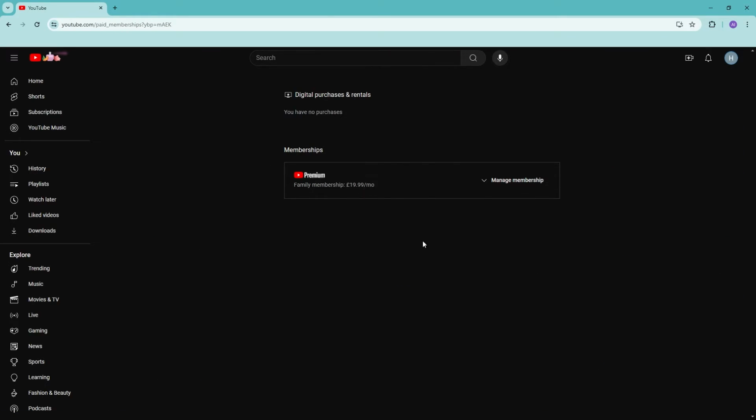Now you should be able to see what kind of membership you have. So you either have the individual YouTube Premium, the family membership YouTube Premium, or even the student account YouTube Premium. If you don't have that, then that means that you are just on the normal YouTube itself. Hence, you're not able to get all of the benefits of YouTube Premium itself.